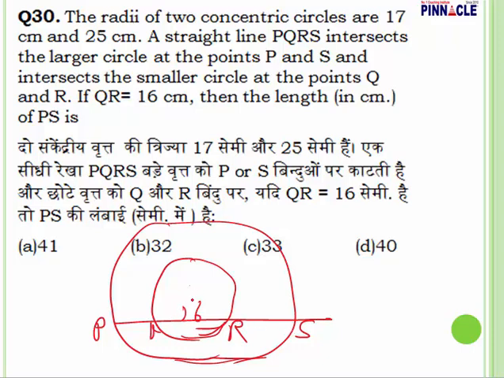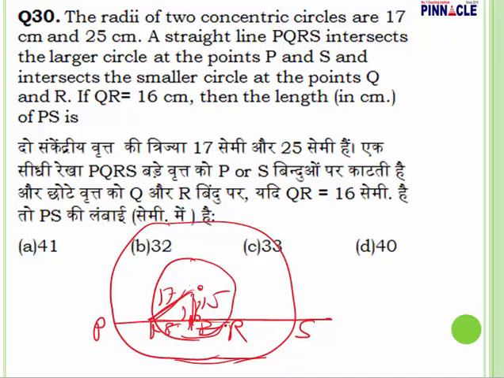Now this radius is 17 and this is 16, which means this would be 8 and 8, because a perpendicular drawn from the center to the chord will divide the chord into equal parts. This is a property. So 8, 17, and the triplet is 8, 15, 17. This is the Pythagoras triplet.